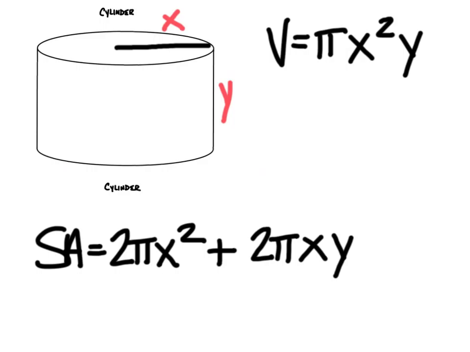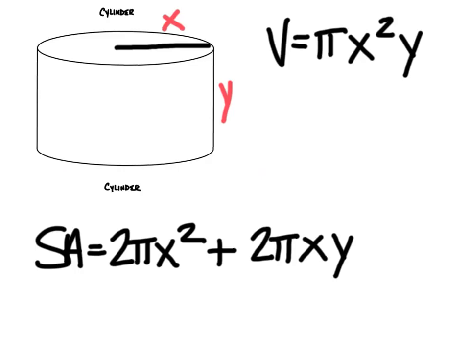And remember, the first half is the top and the bottom area of the circles, and the second half you're adding is the area of the soup can label object. When you unroll it, it's a rectangle. The 2 pi x is the circumference of one of the top or the bottom. And then the y is the height of the cylinder, which is essentially the width of the rectangle.